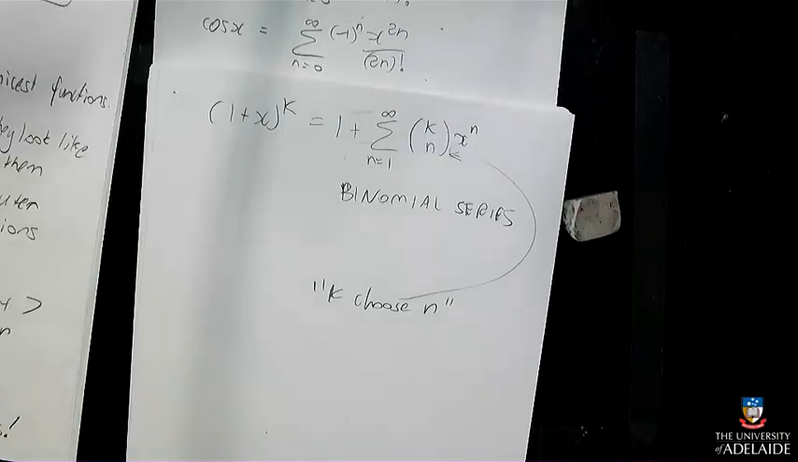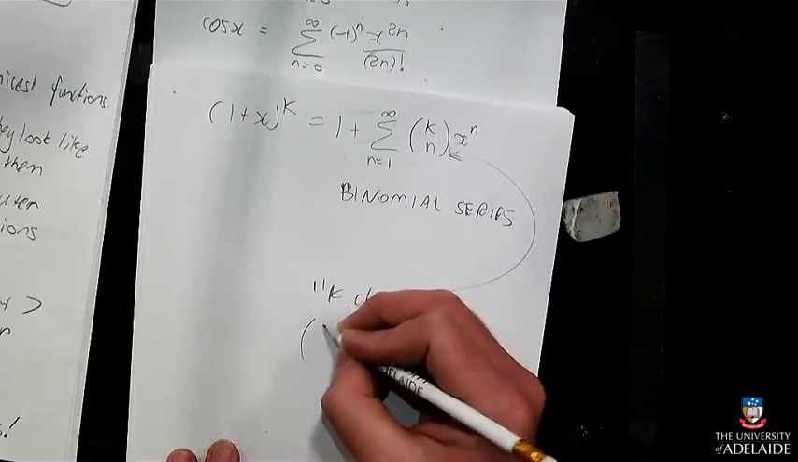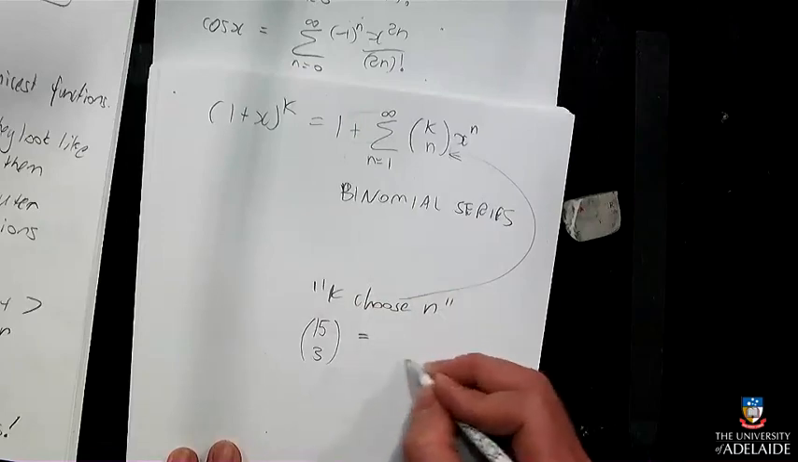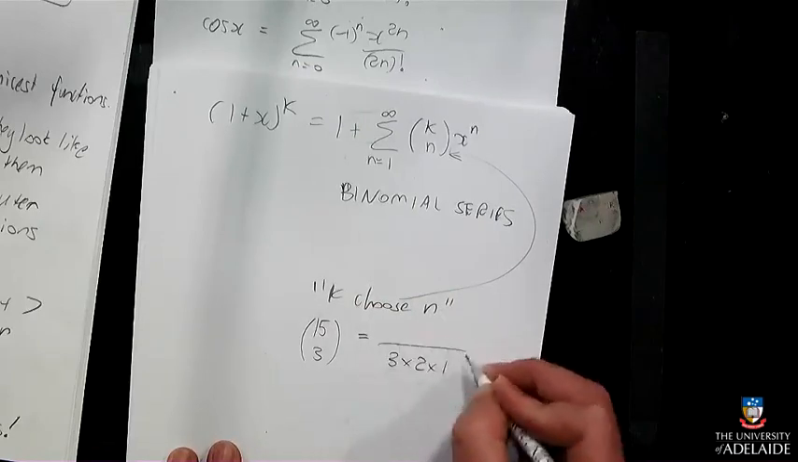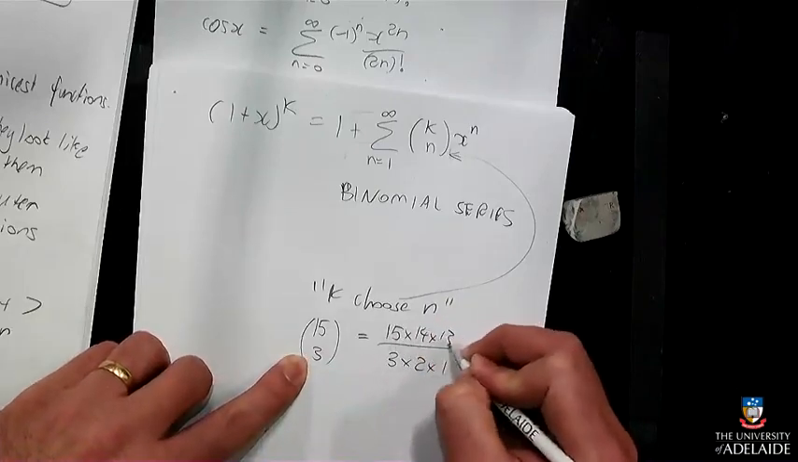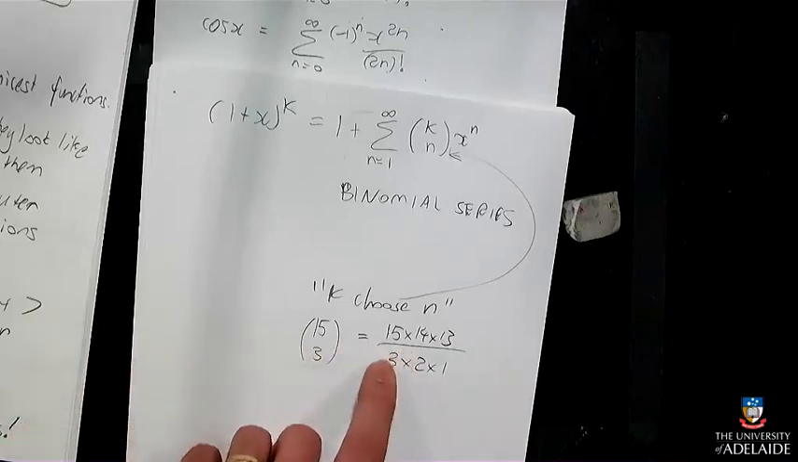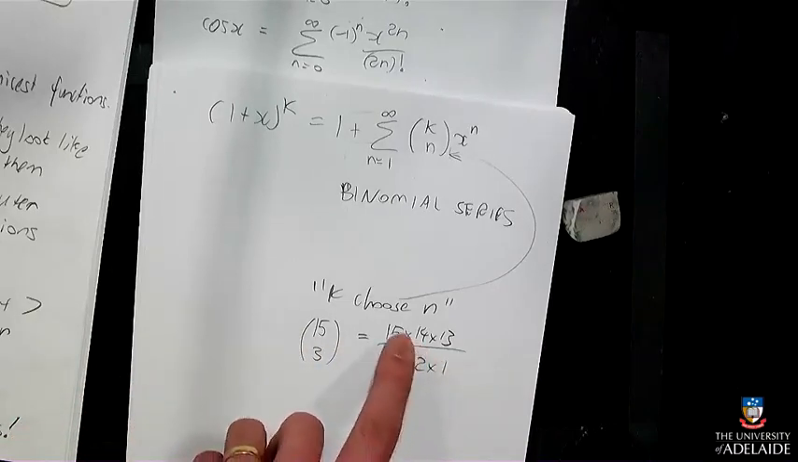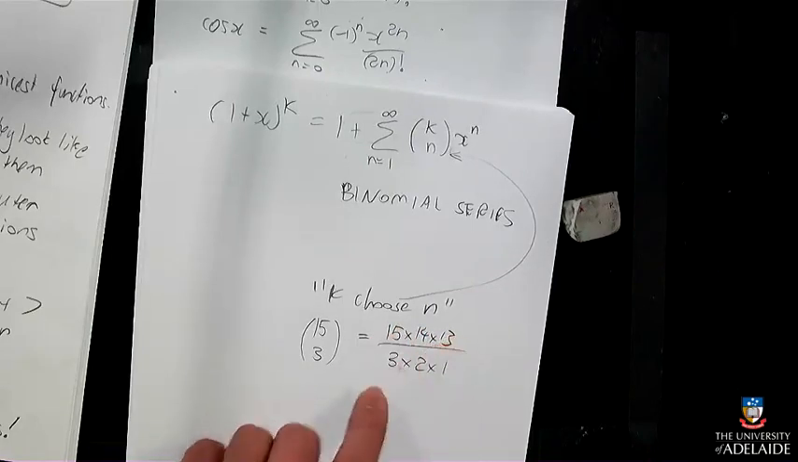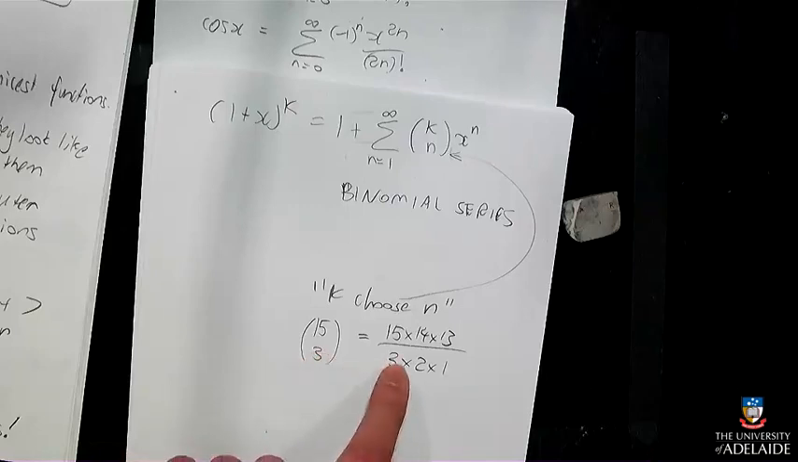And so just so you know, 15 choose 3, for example, would have 3 times 2 times 1 on the bottom for this, and it would have 15 times 14 times 13 on the top. And see how there are 3 terms here? There's 3 terms here. And these ones go down, and these ones go down. So you always have the bottom number, all the way down to 1. And then on the top, you go down the same number of steps as there is on the bottom. So that's what 15 choose 3 is.